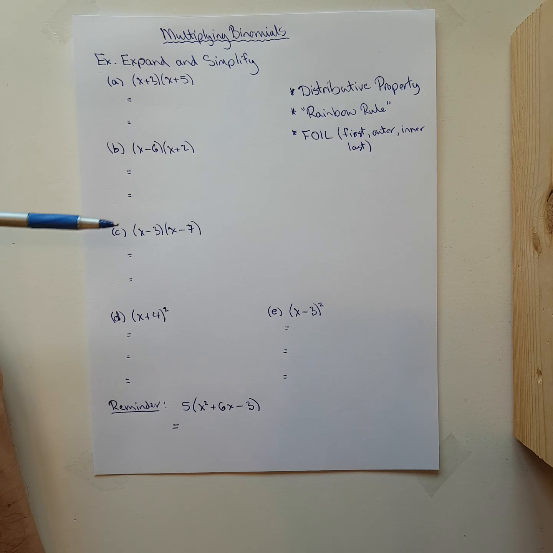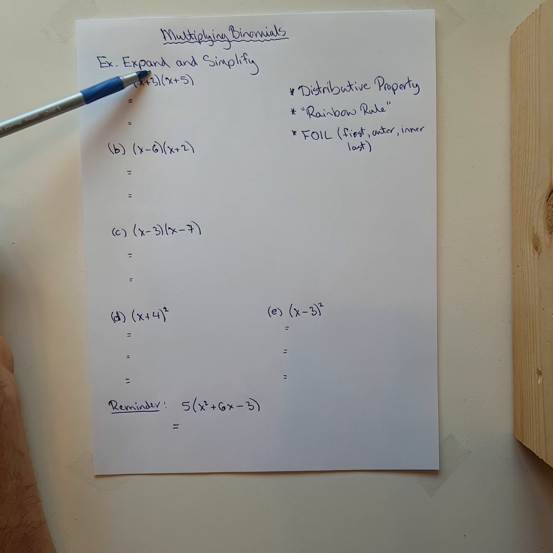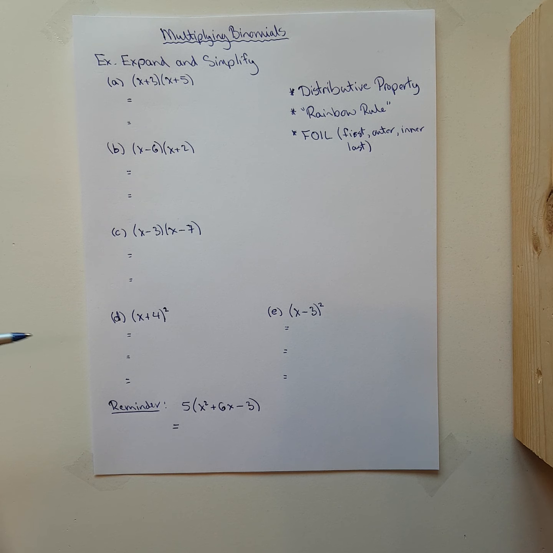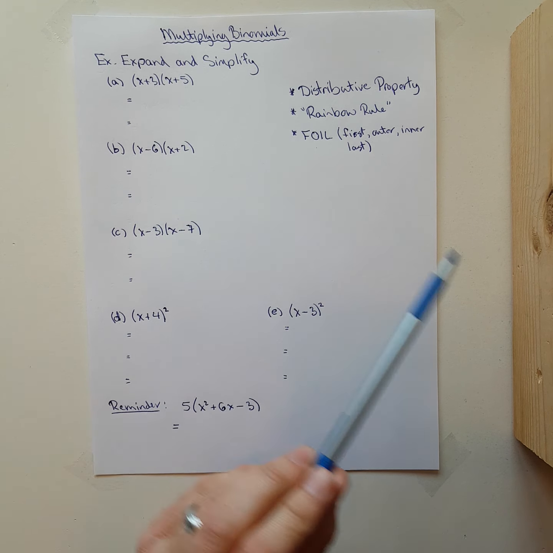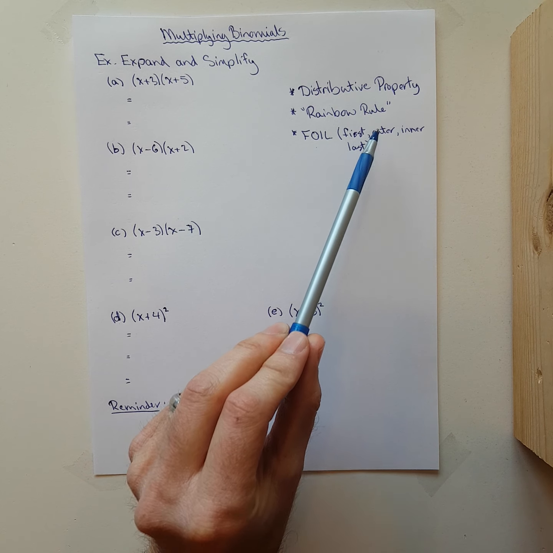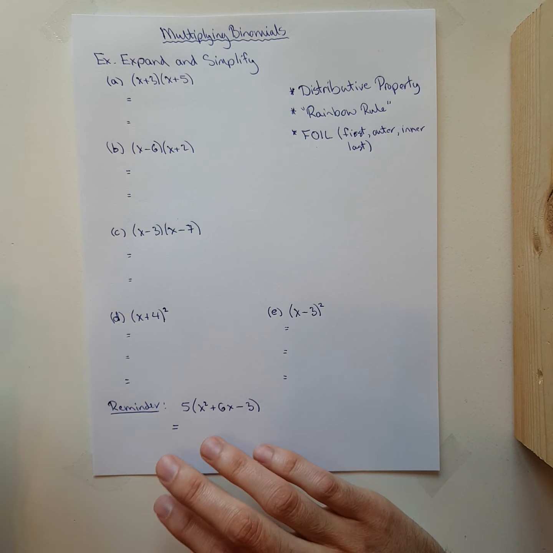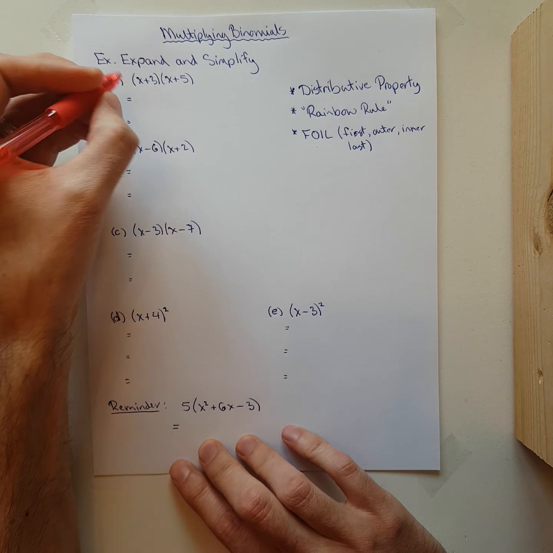We still call this the distributive property. In a second, you'll see we're going to take terms in the first bracket and distribute them to terms in the second bracket. This also sometimes is called the rainbow rule, or also referred to as FOIL, which stands for first, outer, inner, last.